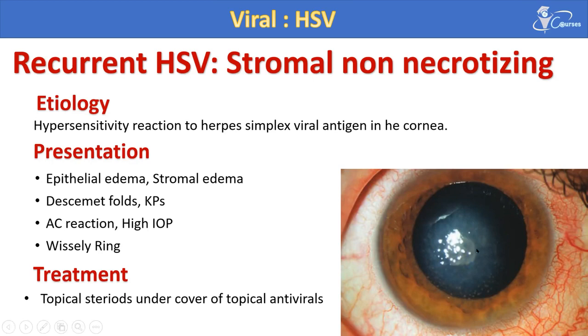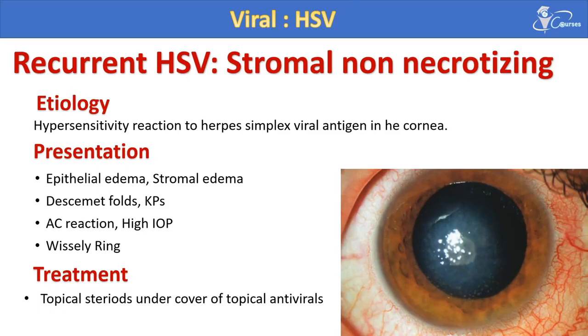So you will find a disc-shaped epithelial edema. That's why it is sometimes referred to as disciform keratitis, because there is a disc-shaped epithelial edema overlying a disc-shaped stromal edema. And what about Descemet's membrane? It will show folds. What about the endothelium? The endothelium will show keratic precipitates, because on many occasions those patients can also present with keratouveitis. There will be an element of herpetic uveitis as well.